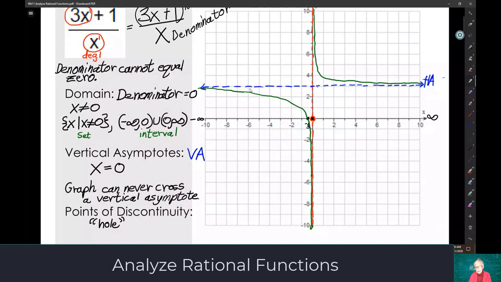And here it is, the graph going through y equals 3. That's a tendency. The graph will get closer and closer to the horizontal asymptote as x approaches negative infinity, and the graph will get closer and closer to the horizontal asymptote as the x's approach positive infinity. This is called a limit.